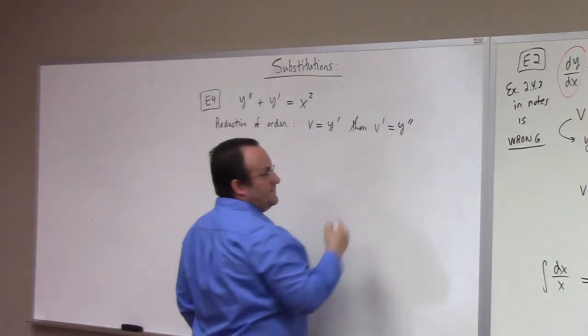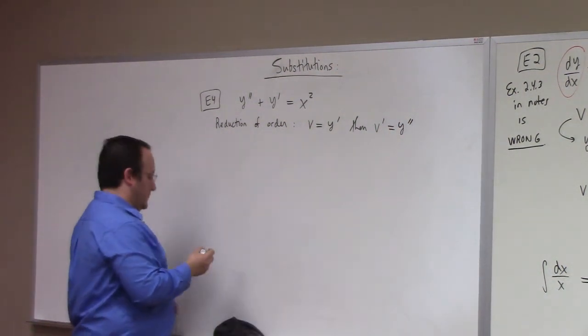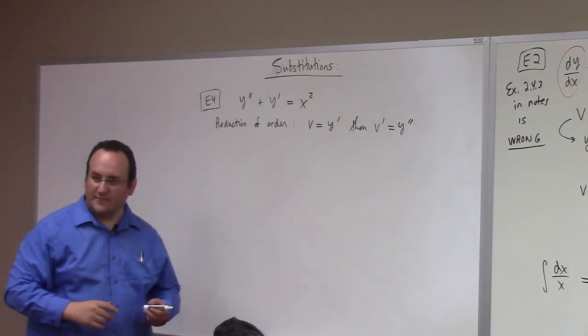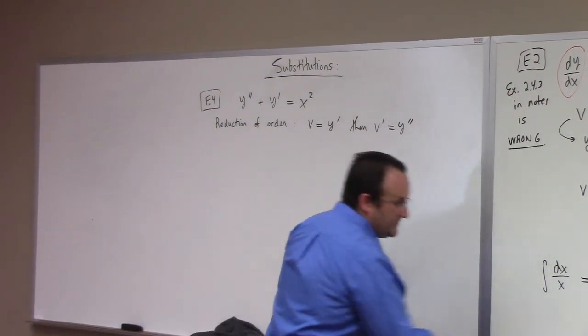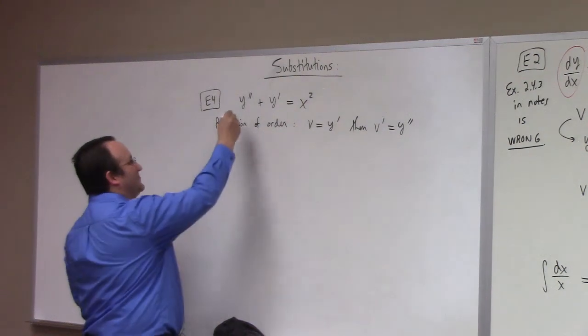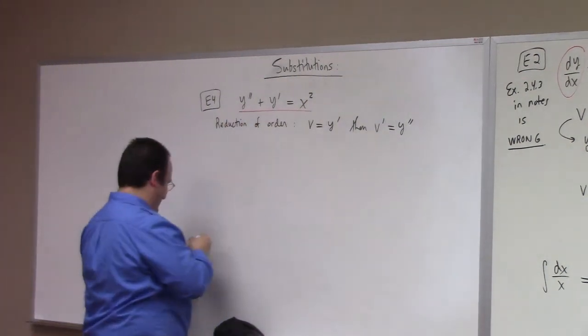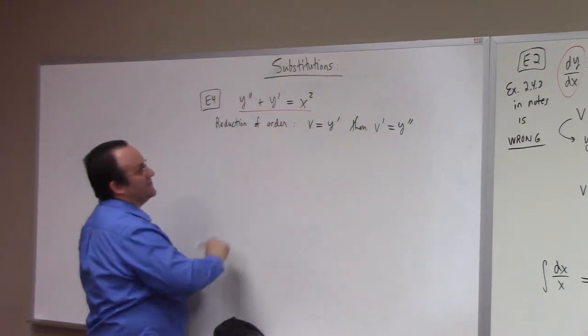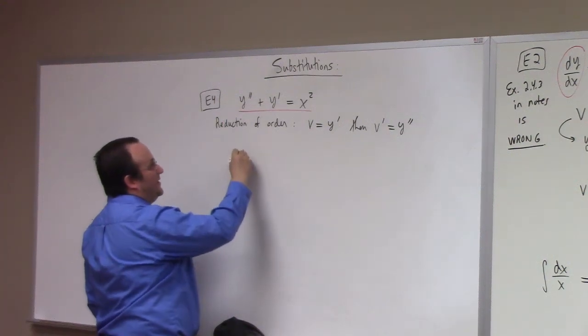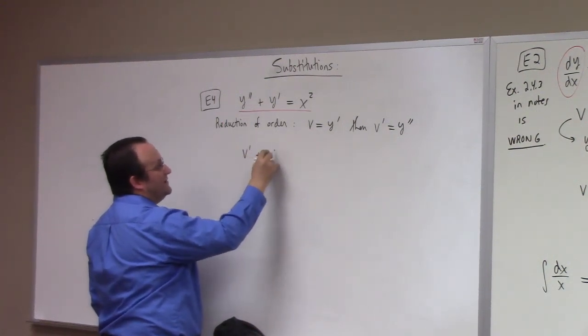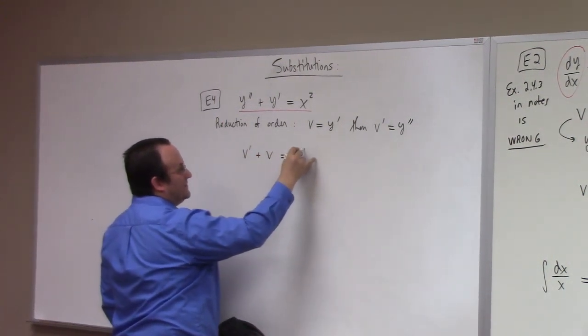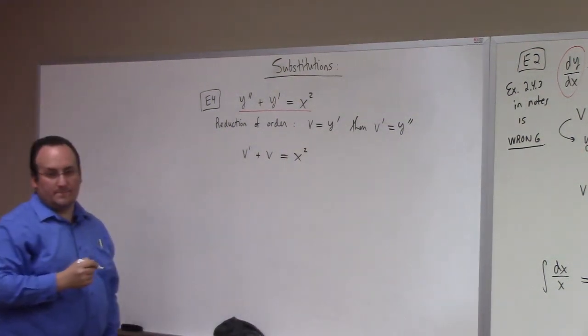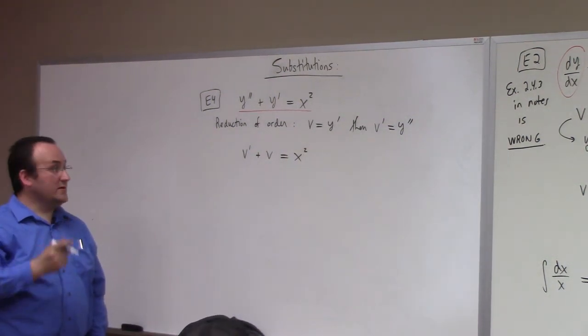Y prime prime, yeah? So what's the differential equation become after we make this reduction of order? And you'll see why it's called reduction of order pretty quickly, right? So it becomes v prime plus v equal to x squared.